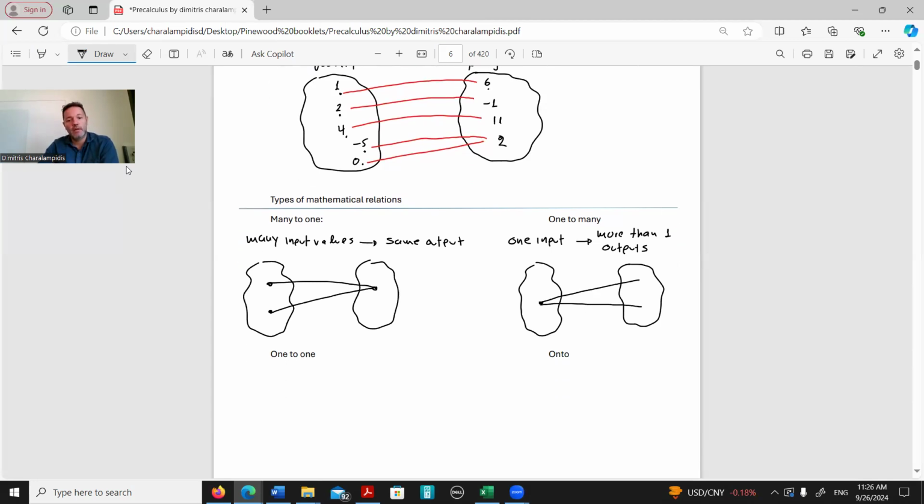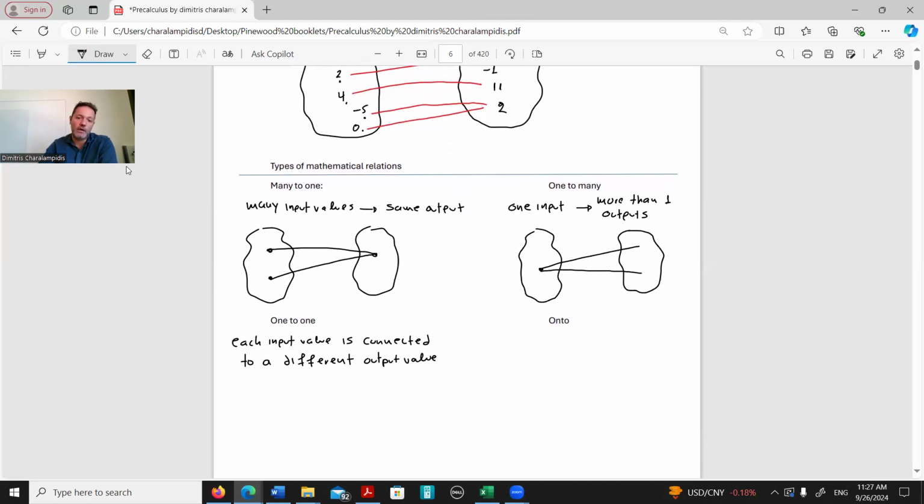1 to 1. Each input value is connected to a different output value. In other words, different inputs are related to different outputs. A one-to-one would look like this. This is connected to that, this is connected to that, this is connected to that.